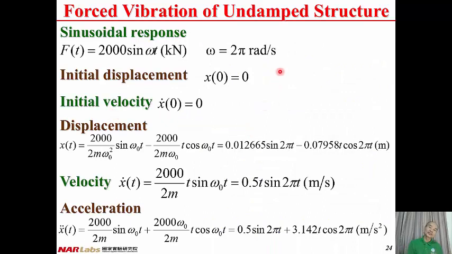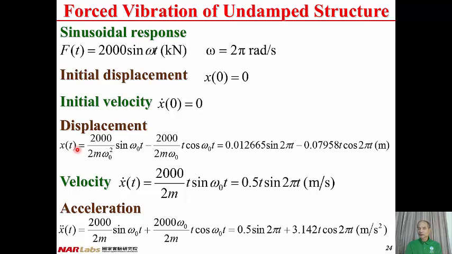Now we change the excitation frequency to 2 pi radian per second. Therefore, the excitation frequency is the same as the structural frequency. And we have two initial conditions, x of 0 equal to 0, x dot of 0 equal to 0. By solving the differential equation, whether directly as an ordinary differential equation or by Laplace transform, we can have the structural displacement, structural velocity, and structural acceleration.